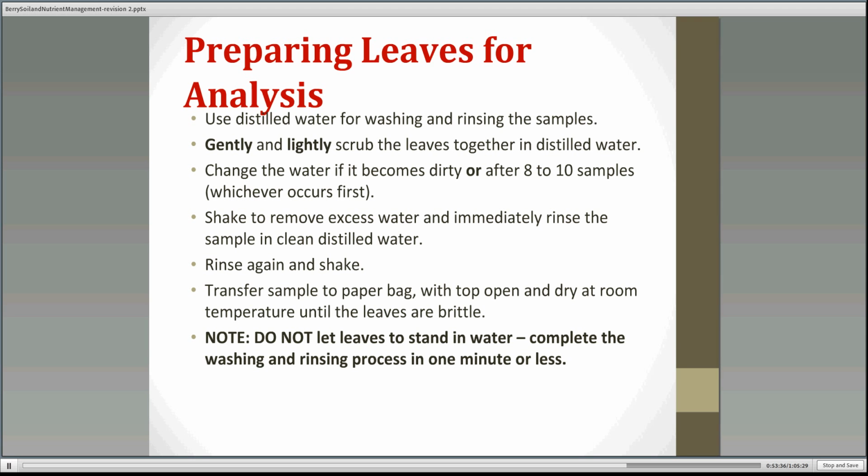You can lay these out on paper towels and let them dry slightly before you put them in a paper bag, and then you want to leave the top of that bag open and dry the leaves at room temperature until they're brittle. It's important not to let the leaves stand in water. You want to try to wash and rinse them in a minute or less if possible. Don't put them in plastic bags to ship them, or ship fresh leaves without drying, because they often can deteriorate really rapidly under those conditions, and it'll result in very poor test results.